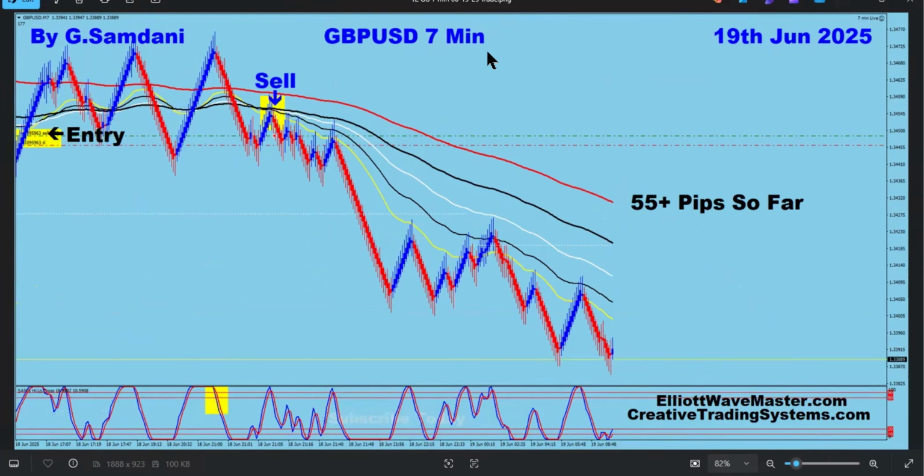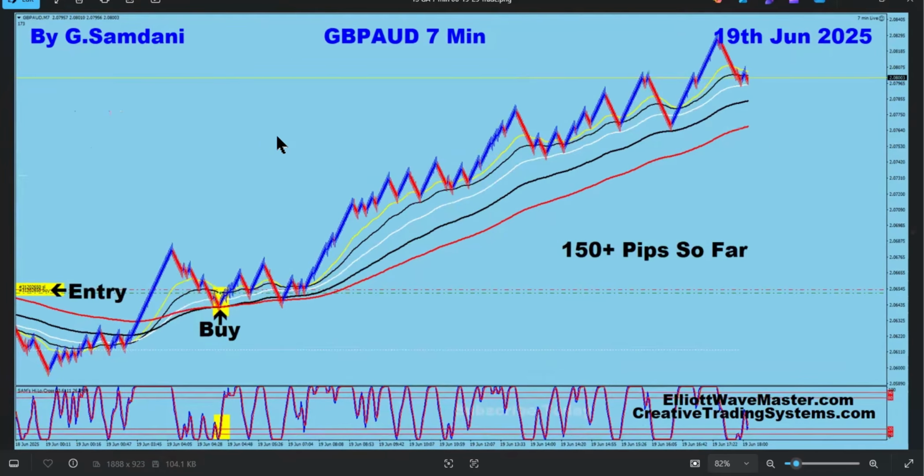Pound USD, this is from the 7-minute chart on the 19th now, right? Somehow I don't have any trade on the 18th. So that happens, sometimes you just don't have it, the market just ranges. So this one on the 19th, nice trade to the downside here. And this is on the 19th.